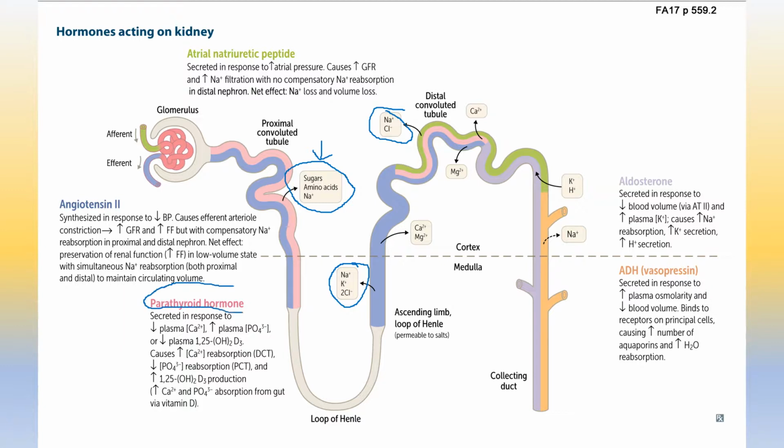Parathyroid hormone is secreted in response to calcium or phosphate changes, and it regulates the amount of those things in the blood. Vasopressin is also secreted based on osmolarity. Osmolarity is the density or the thickness of the blood. And if the blood becomes too thick, then we'll try to retain some more fluid and dilute it. And if it's too dilute, we'll try to get rid of some more fluids.